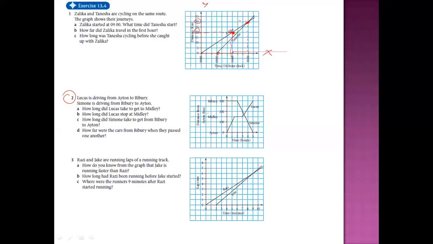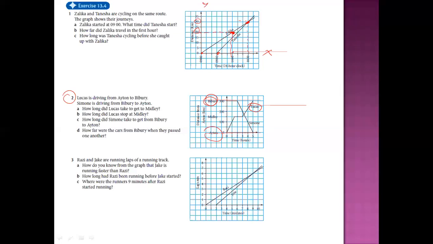Okay, and question 2: Lucas is driving from Iton to Bibury. Lucas is here and Bibury is here, and Lucas started from Iton. Simon is driving from Bibury to Iton. It's the opposite of Lucas: Simon started from Bibury to Iton, and Lucas started from Iton to Bibury.